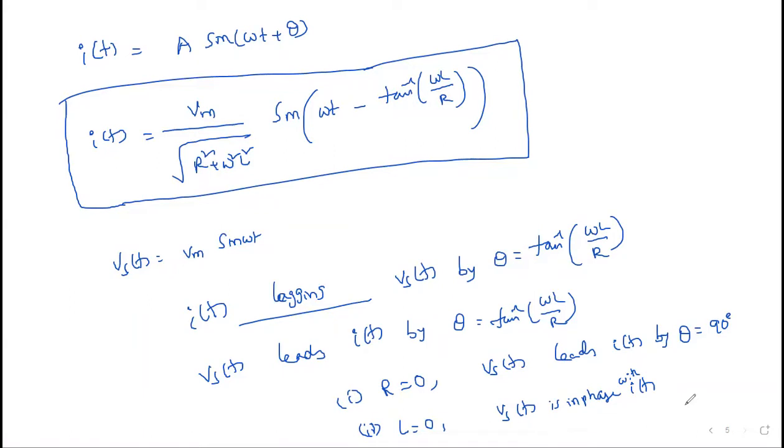If at least a part of inductance or part of capacitance is added in the circuit, then it will be out of phase. But how much it is out of phase, the theta value will decide. Guys, understood? Yes. See, this is today's class.